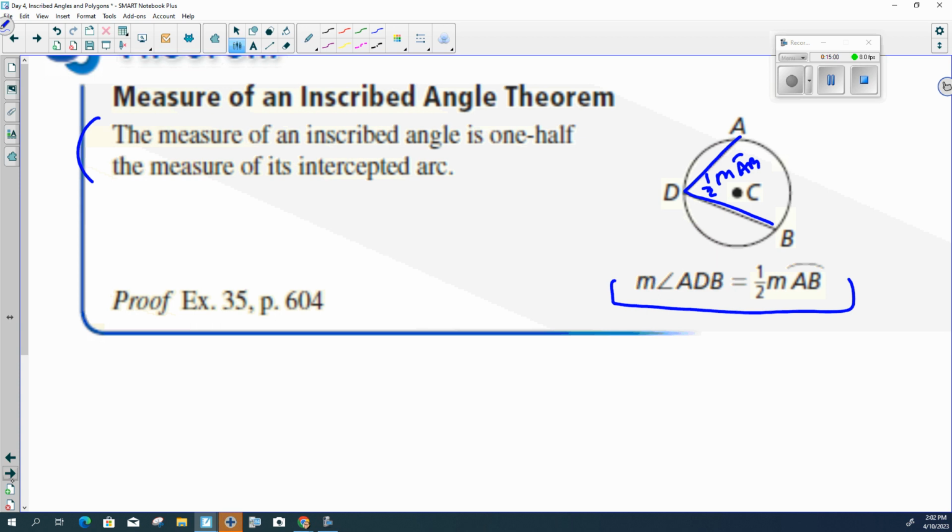So, Gracie, if they give me the measure of the arc, if they say the measure of arc AB is 90, what's the measure of the angle? Oh, Macy. Told you, Gracie. If they tell me that the measure of the arc is 90 degrees, what's going to be the measure of this angle? We do half. Well, what if they give us the measure of the angle? So that's not true anymore.